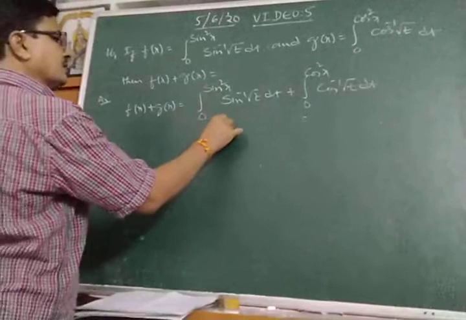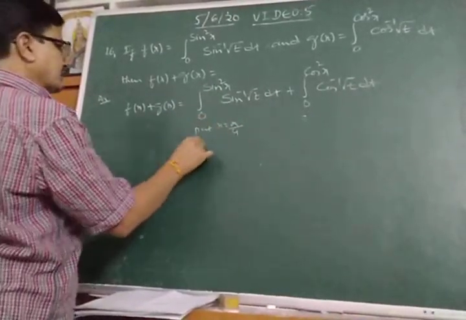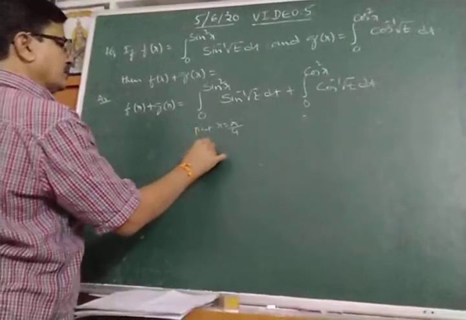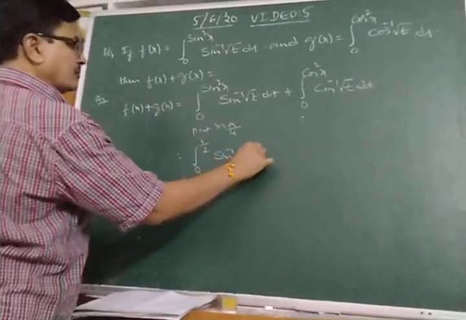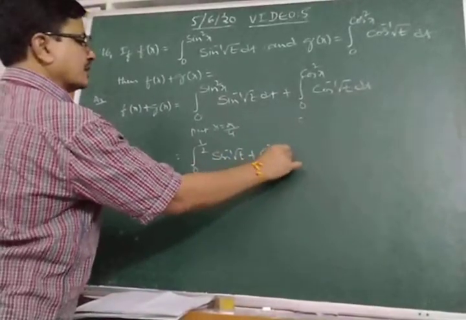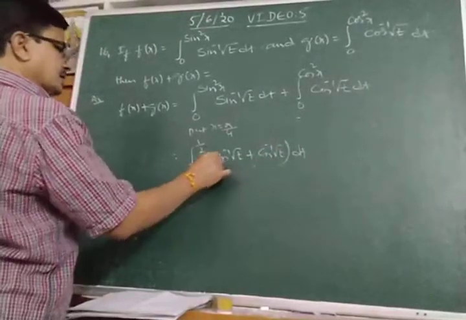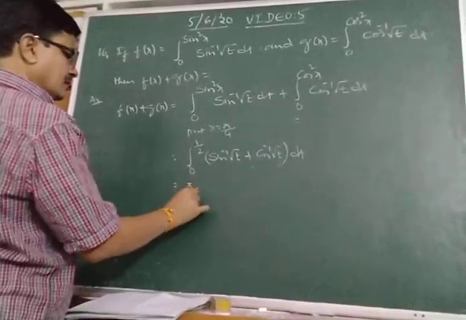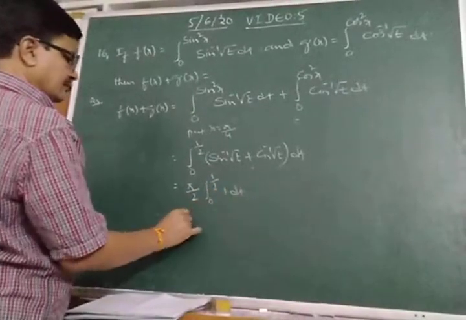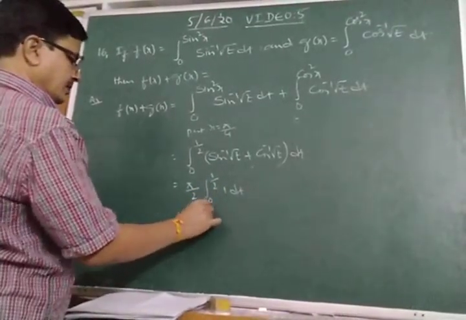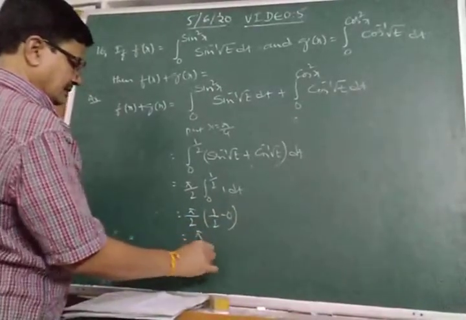Here x is equal to pi by 4, put that, it is equal to integral 0 to 1 by 2 of sin inverse root t plus cos inverse root t dt. Now this is pi by 2 into integral 0 to 1 by 2 of 1 dt, pi by 2 into 1 by 2 minus 0, that is pi by 4 is the answer.